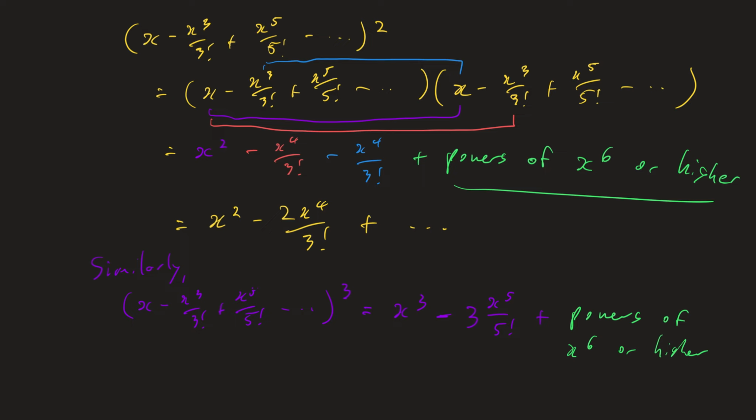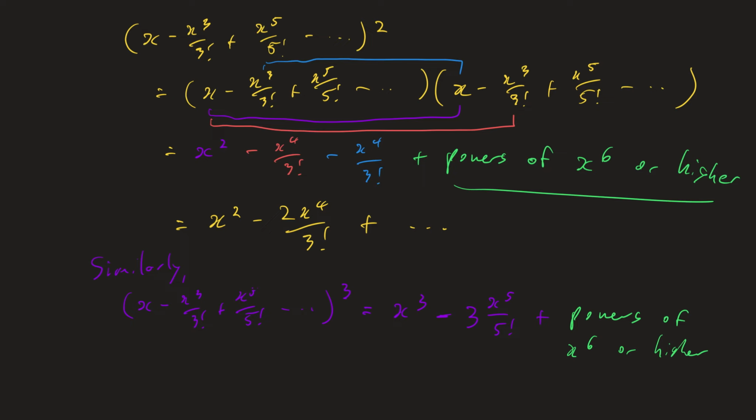Pairing these together, x times negative x cubed on 3 factorial gives me negative x to the fourth on 3 factorial. Then we can take the second term of the first bracket with the first term of the second bracket, as denoted by this blue line here, and again we get x times x cubed on 3 factorial with a negative here to get negative x to the fourth on 3 factorial.